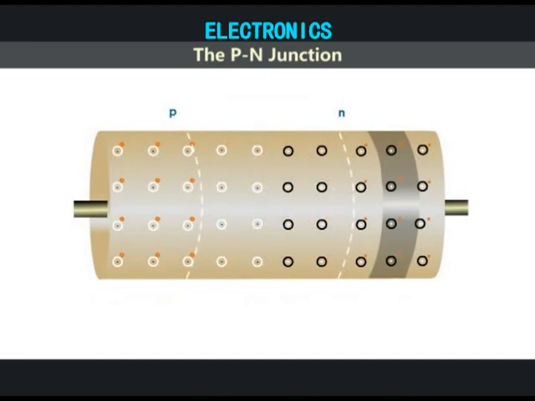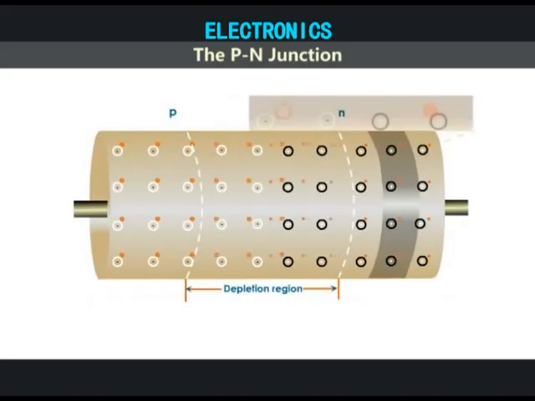Each recombination eliminates a hole and an electron. As a result, the positive donor ions in the n region and the negative acceptor ions in the p region are left uncompensated. This forms the depletion region. This is named so because it is depleted of mobile charge carriers.